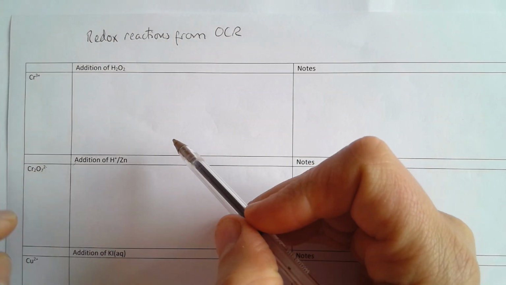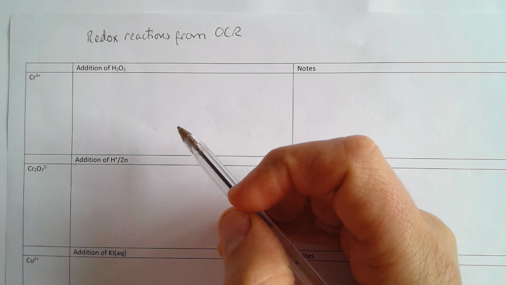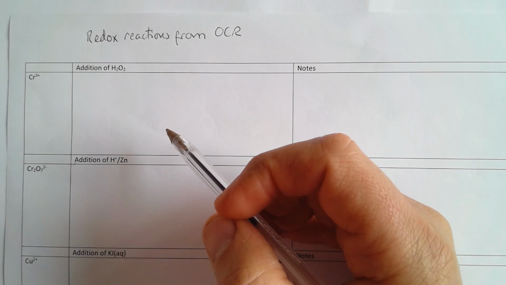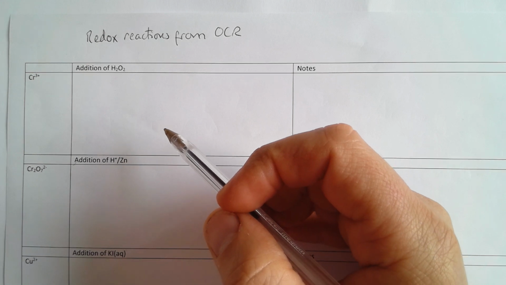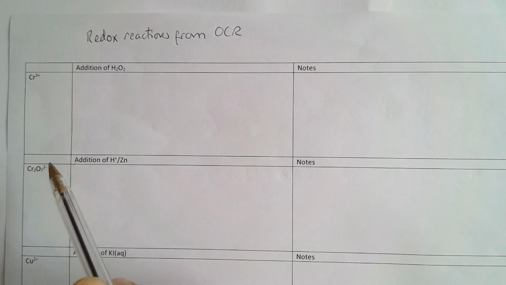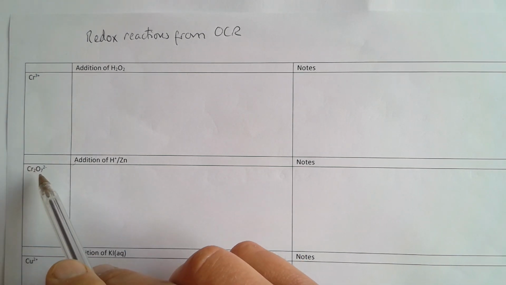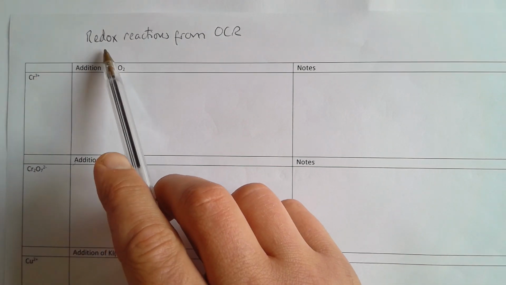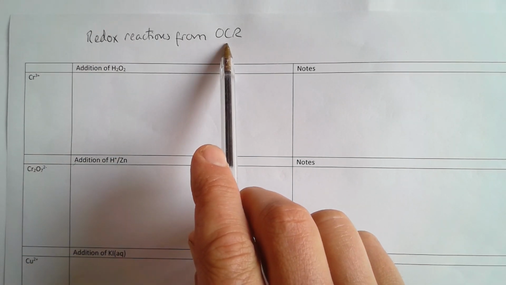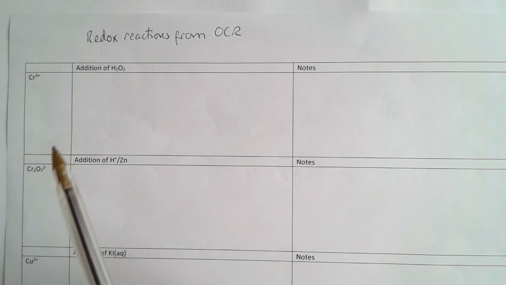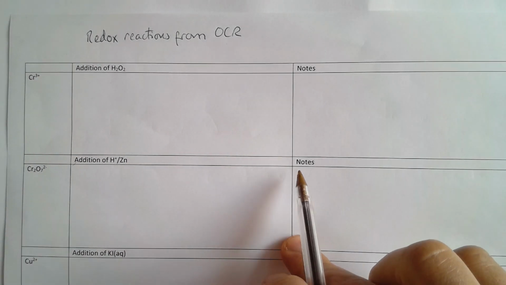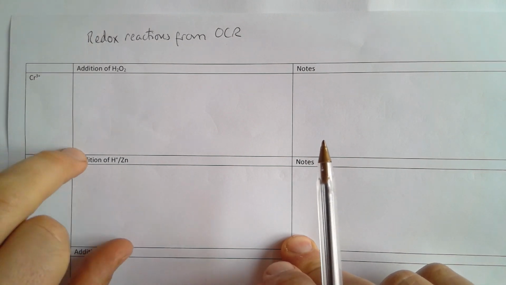Hello, welcome back. So carrying on from our last work on transition metal solution precipitation reactions and ligand substitutions, I'm going to briefly go through these reactions here in terms of redox. Now this is going to be specifically to OCR, but there is a lot of crossover to the areas of the syllabus for AQA, Edexcel, etc. Right, so to the point.